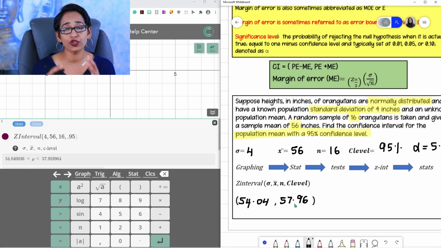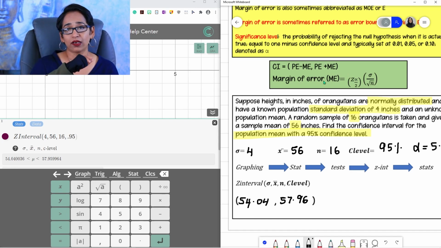But if you want to do it using formulas, the formulas are right here. You have the formula for margin of error. You have the formula for confidence interval. You find your margin of error, simply add it to the point estimate and subtract it from the point estimate. Okay? All right.